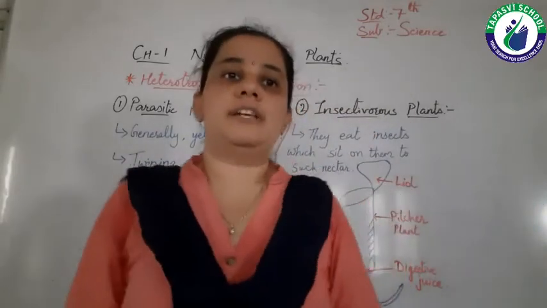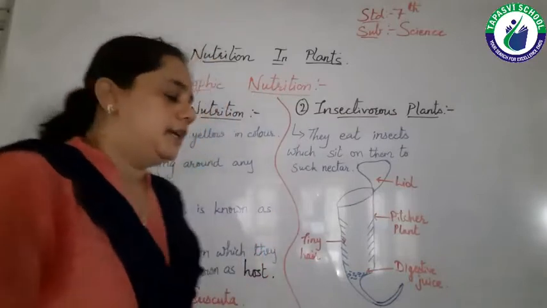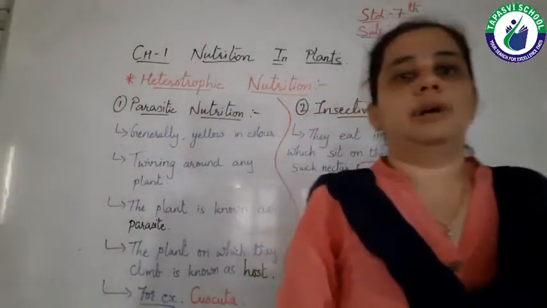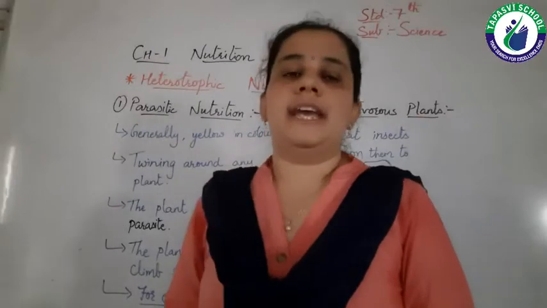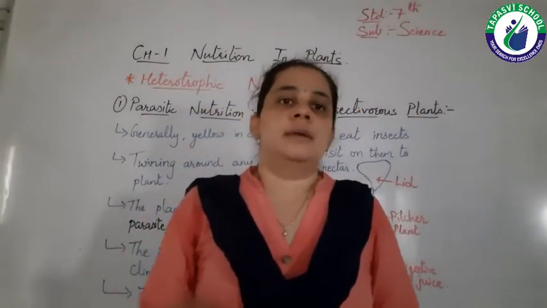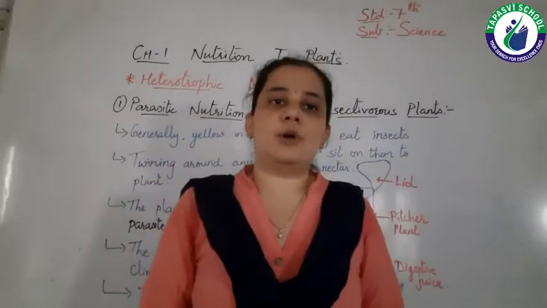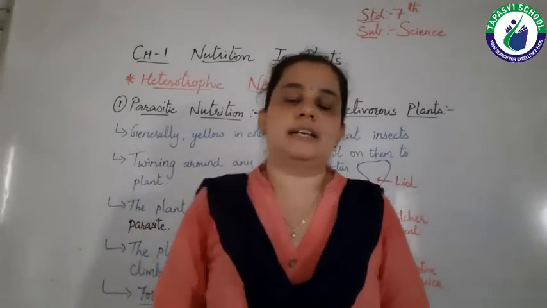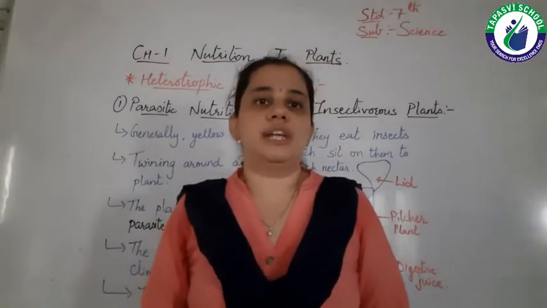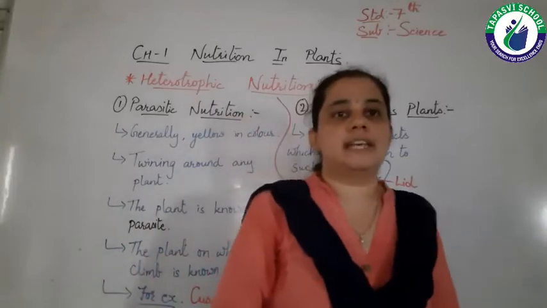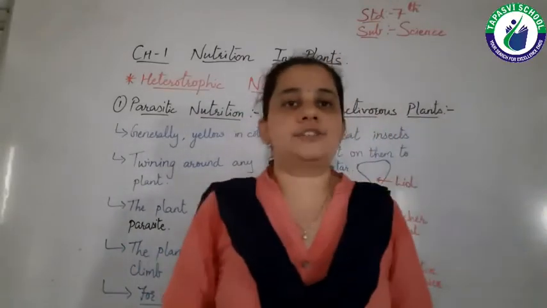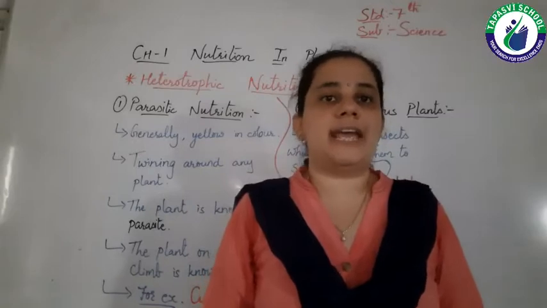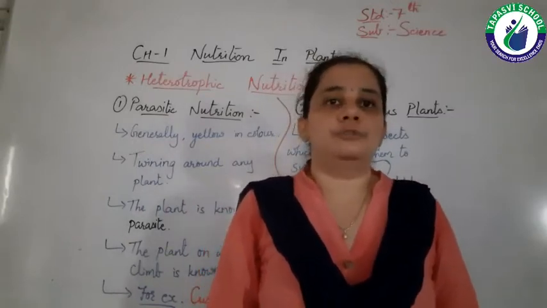The example which we learned in the previous lecture is Cuscuta, and another name of Cuscuta is Amarbel. It climbs on the host plant, its roots penetrate, means go deep inside the stem of the host plant, and from the stem of the host plant the parasite, Cuscuta, takes the nutrition, and by this process it gets its nourishment. So parasitic plants depend on others for their nutrition, as they do not have chlorophyll.